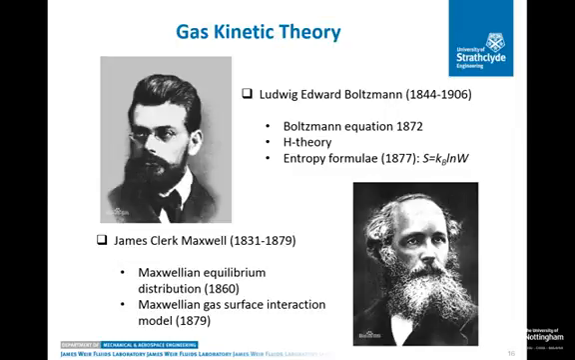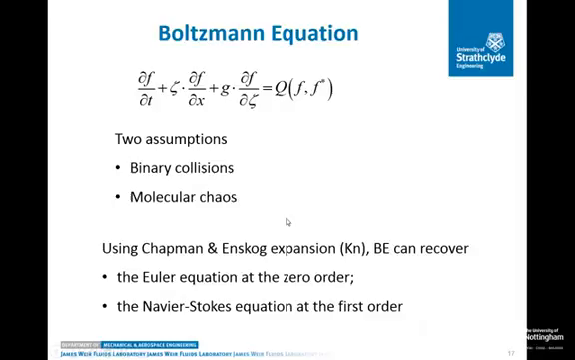Gas kinetic theory, if you are familiar with it, is from the 19th century, where two people really set the foundation: Boltzmann, and Maxwell, the Scottish scientist that everyone knows. So they built up the celebrated Boltzmann equation, which set the foundation for gas kinetic theory. For the Boltzmann equation, this f is a molecular distribution function. It's a statistical way to consider the collective motion of gas molecules.